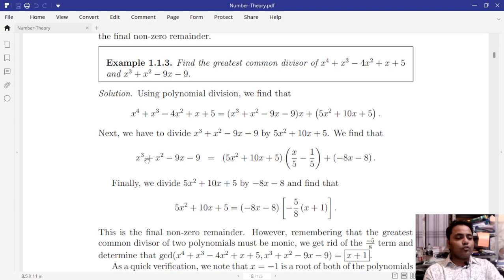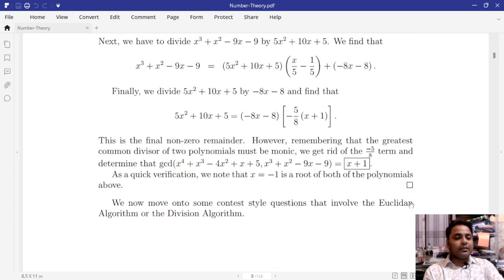So we find x^3 plus x^2 minus 9x minus 9 is equal to (5x^2 plus 10x plus 5) into (x/5 minus 1/5) plus (minus 8x minus 8). And finally we divide 5x^2 plus 10x plus 5 by minus 8x minus 8. You can see this will be divided by this, and we find that 5x^2 plus 10x plus 5 is equal to (minus 8x minus 8) into (minus 5/8)(x plus 1). This is the final non-zero remainder.